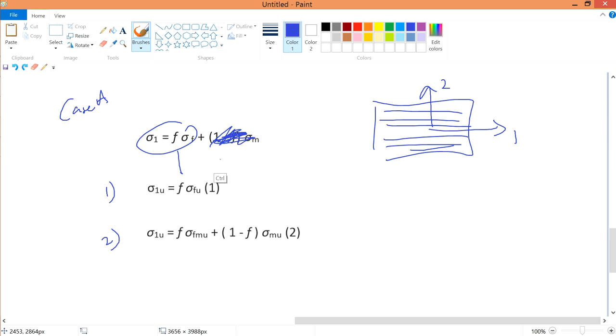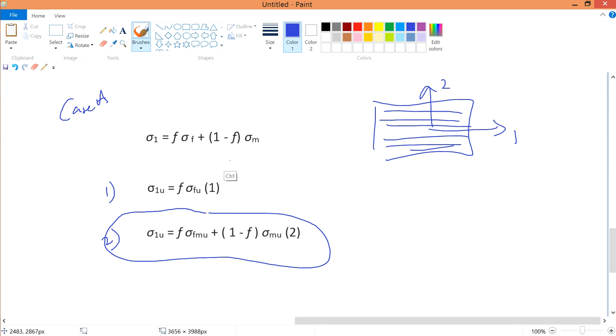Right, if the matrix were to fail first, then most of the load goes to the fiber, and this is why the fiber is taking in the overall stresses. But if the fiber were to fail first, then this is another scenario. Over here, this is kept the same.